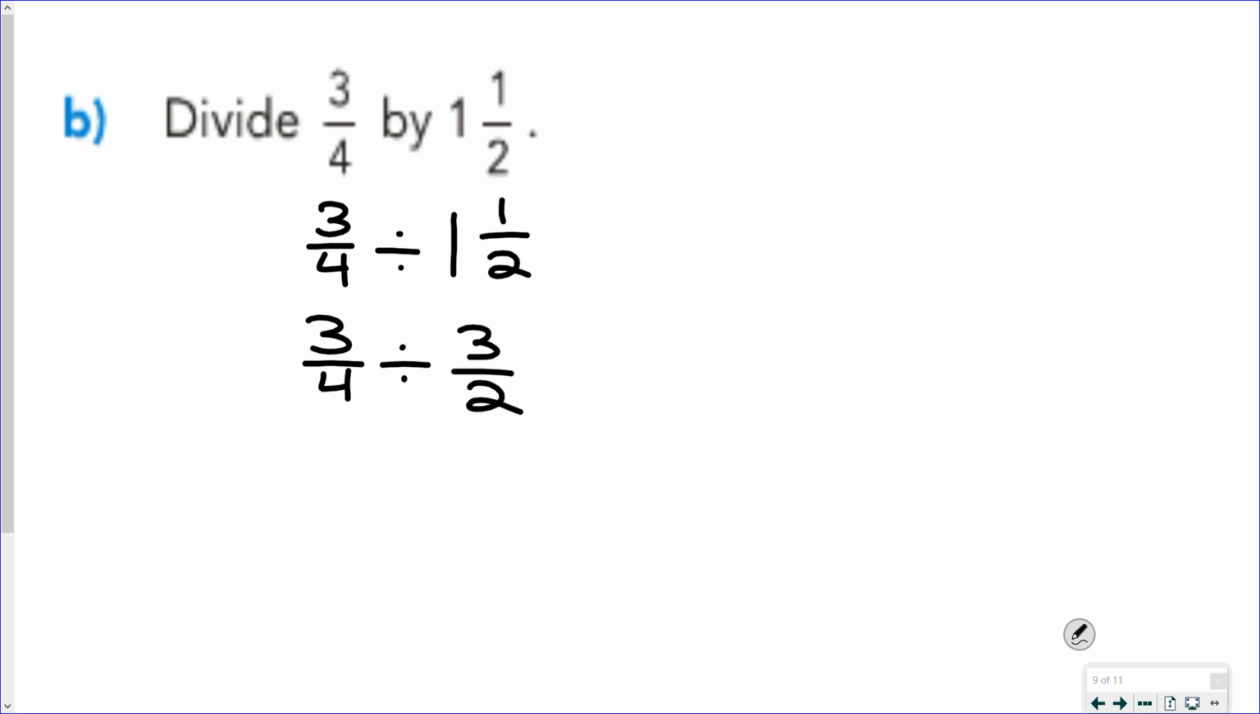So now we would follow our rules for dividing fractions. 3/4 stays the same. Division becomes multiplication. And we use the reciprocal of 3/2, which is 2/3. I look to simplify. The 3's would cancel out. I can divide both 4 and 2 by 2 to get 2 and 1, which gives me an answer of 1/2.